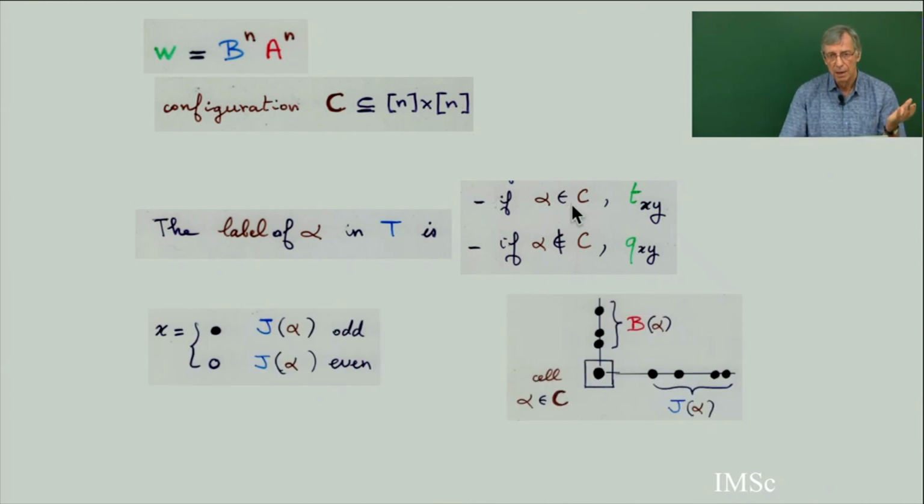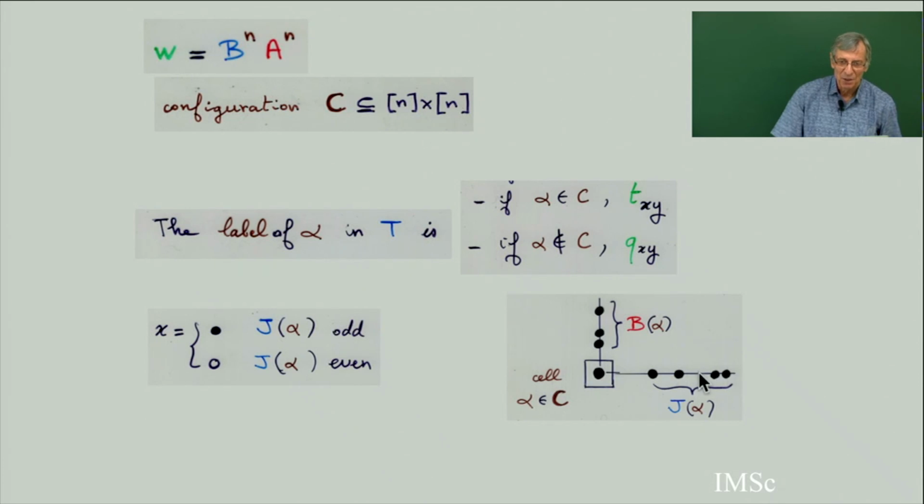If you take any cell, if the cell is in the configuration, the weight will be T index XY something. I am going to define precisely what X and Y are. If it's not in the configuration, the cell will be Q index XY, with X and Y defined very simply by this. If you take the cell in the configuration, I have defined G of alpha and B of alpha, the leg and the arm, the bras and the jambe in French, like the Garcia notation.